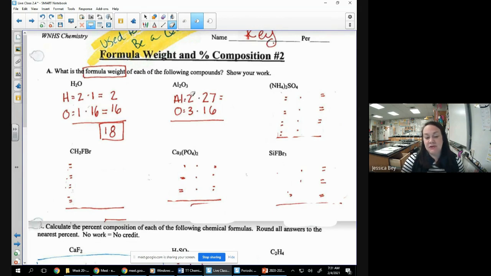Some of this can be mental math. 2 times 27 is 54. 3 times 16 is 48. Those are your elemental masses. Then all you have to do to get your formula weight, if you think about the weight of the formula, the whole formula, how much does it weigh? We're going to add 54 and 48, and you should get around 102.